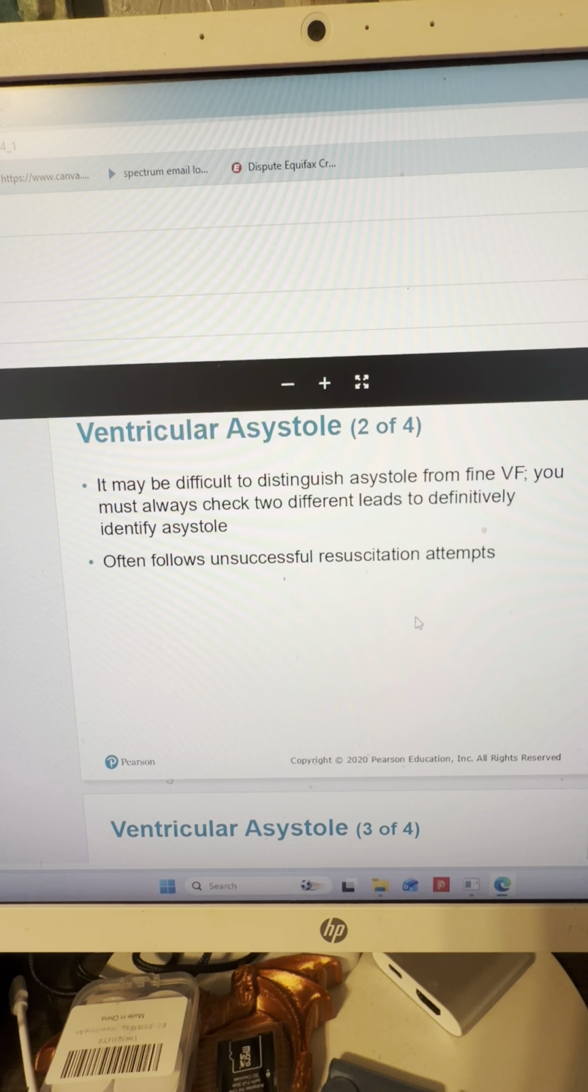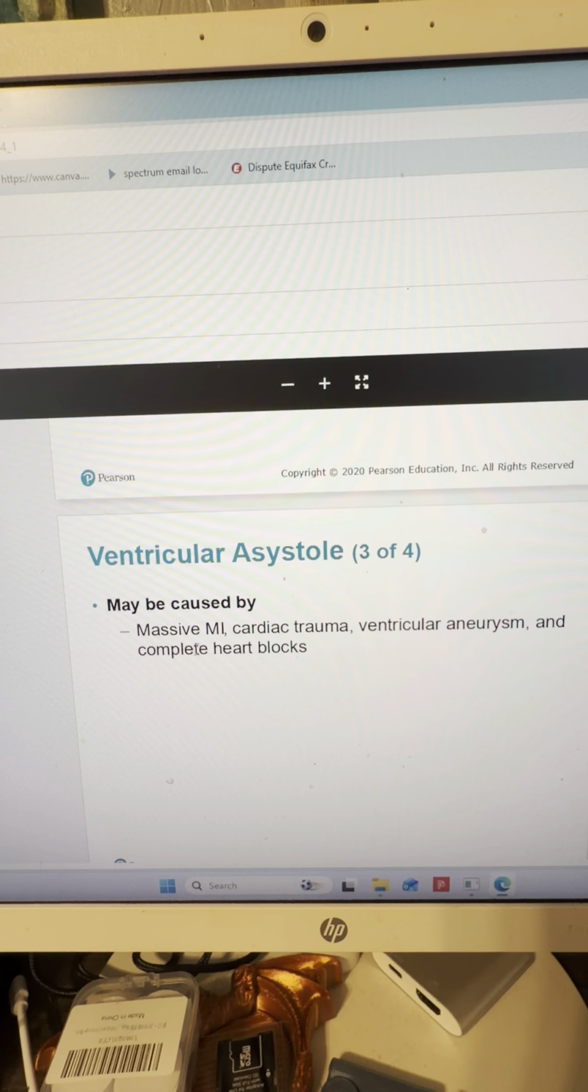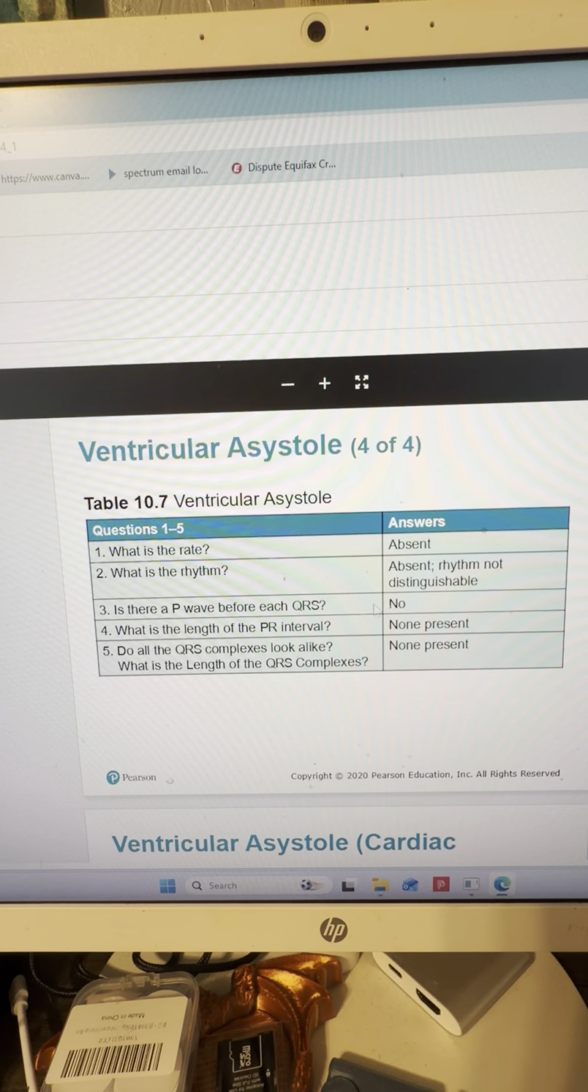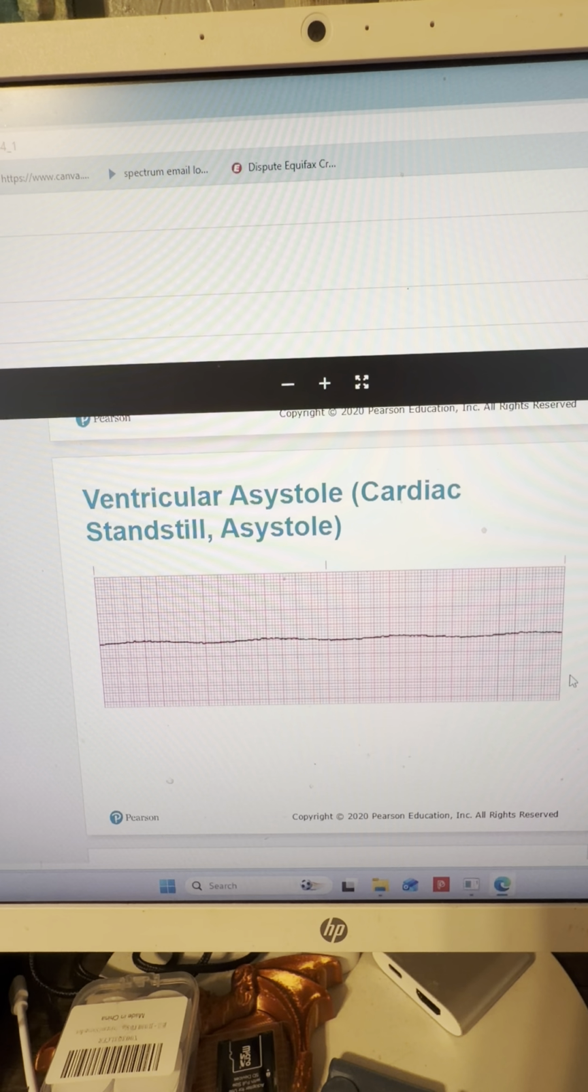This is what happens when your heart's completely done. Can be caused by all of these: MI, cardiac trauma, aneurysm, heart blocks. Nothing is happening. Asystole.